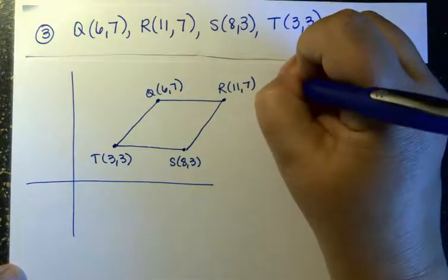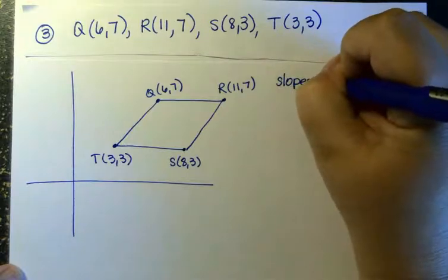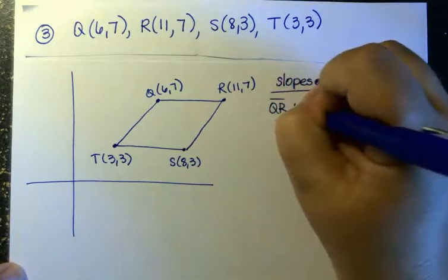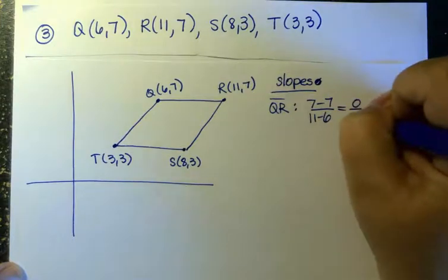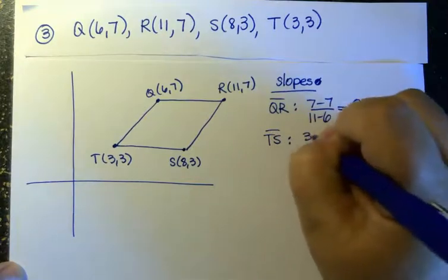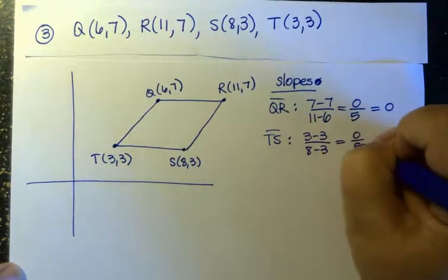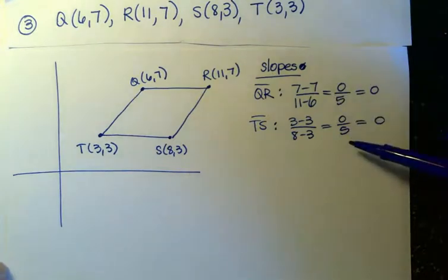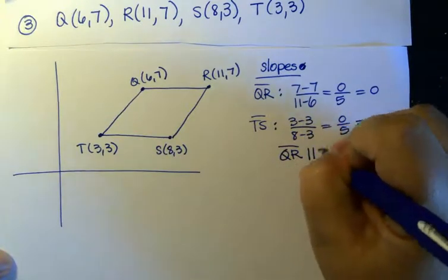But if your teacher is old school enough, they're going to want you to show it, let's say slopes. So let's go ahead and say QR, 7 minus 7 makes 0. It really doesn't even matter what's in the denominator. TS, 3 minus 3 makes 0. So horizontal lines have a slope of 0. Those happen to have the same change in x, but they don't have to. So QR is parallel to TS.